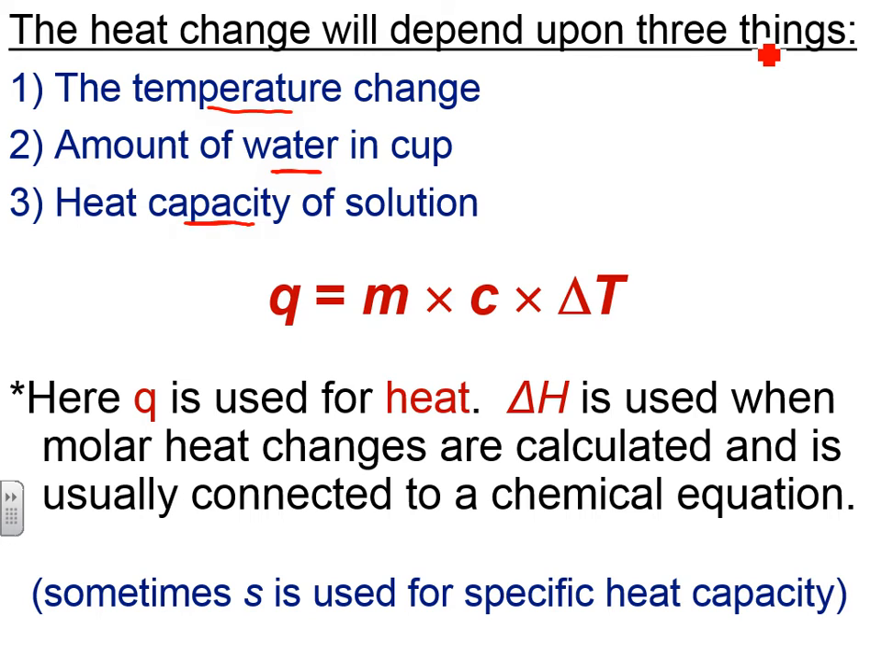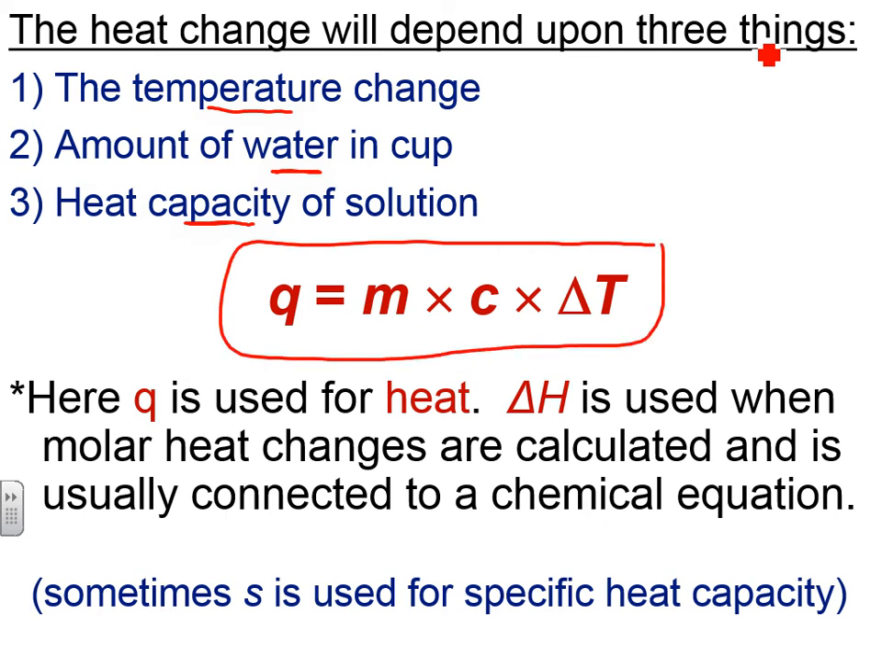So this is the familiar MCAT equation, except now we're going to say Q equals MCAT. Now Q is actually used in chemistry to represent heat, which is different than delta H. Delta H is usually used for molar amounts. Delta H is usually placed at the end of a reaction. So once you have a reaction, then you can put delta H. So that's how we differentiate between Q and H.